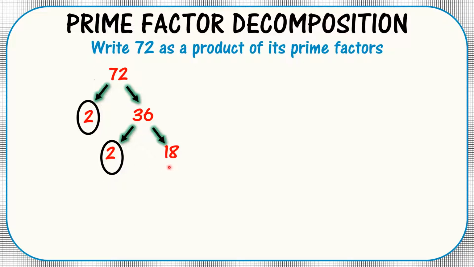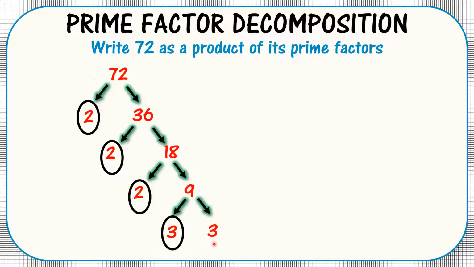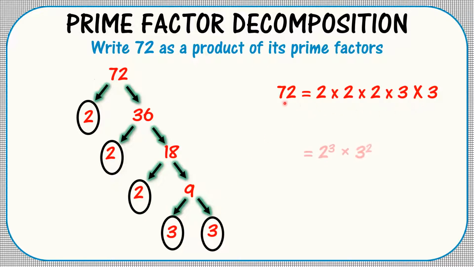18 is not a prime number, so again we'll break it down into 2 times 9. 2 is a prime number, you put a circle around it. 9 is not a prime number, therefore you'll break it down even further into 3 times 3. 3 is a prime number, and this 3 is also a prime number. Therefore, we can say that 72 is equal to 2 times 2 times 2 times 3 times 3. What you would do now is you just tidy this up a bit. You will say that 72 is equal to 2 to the power of 3 multiplied by 3 to the power of 2. You'd write these numbers in index notation.